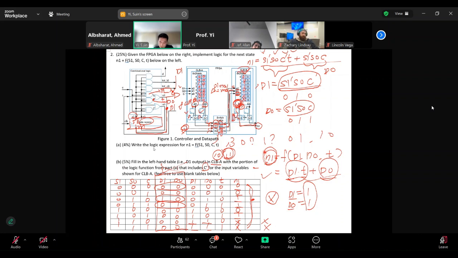By this, we can know the order of D1, D0, and T, and then your answer 001101XX becomes the correct answer that represents this combinational logic.